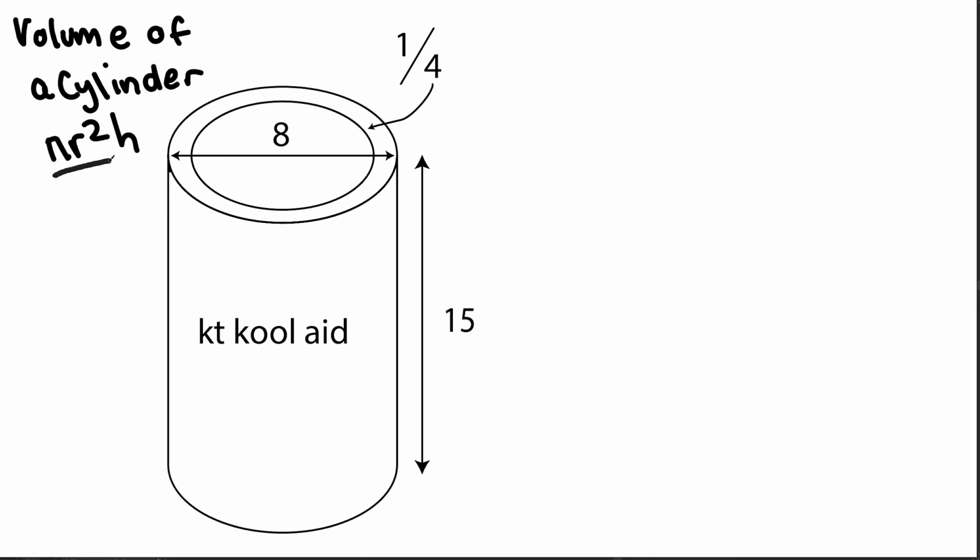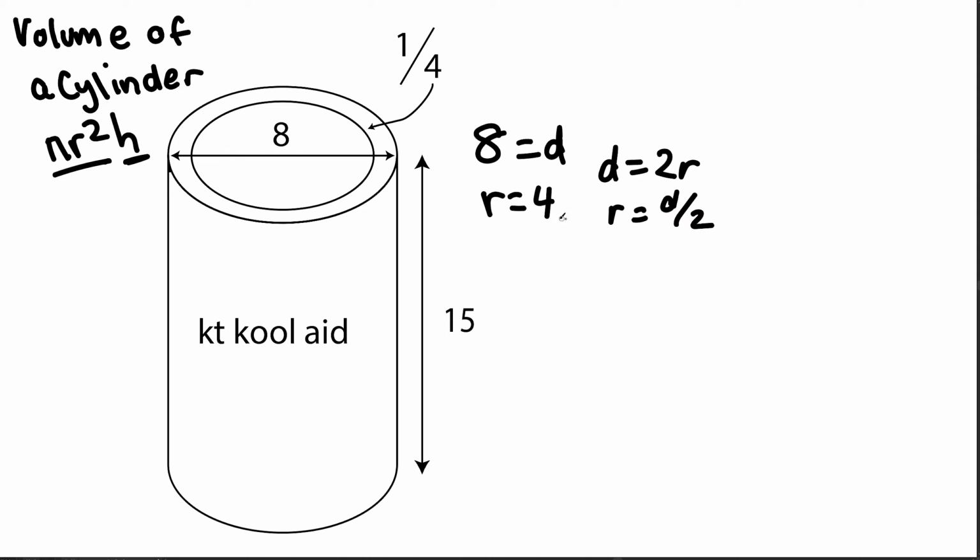So if you think about it, this part is going to be the area of a circle, and this part is just going to give the circle some height. Alright, so let's begin. The first thing I need to do is establish the radius. The top part gives us 8 as the diameter. So 8 is equal to d, r is equal to 4. D is equal to 2r, and once you solve it, r is equal to d over 2.